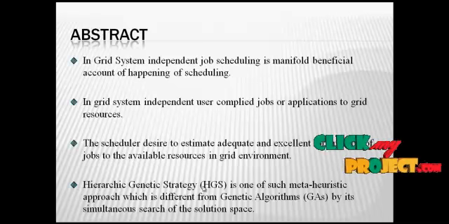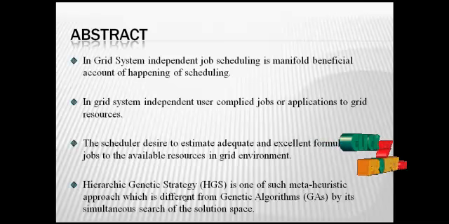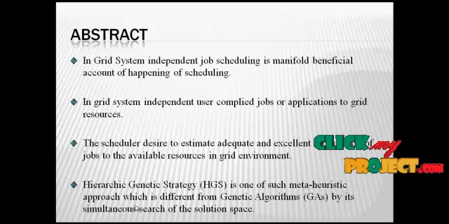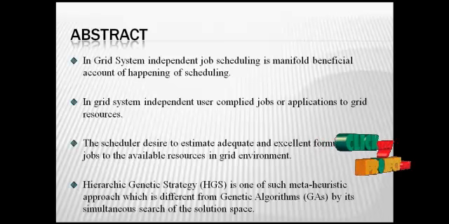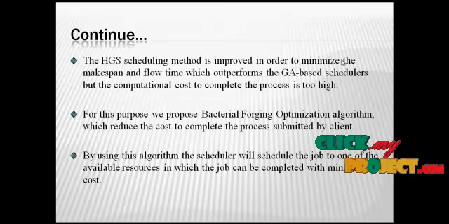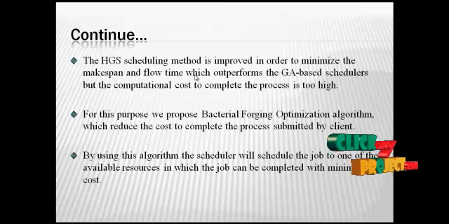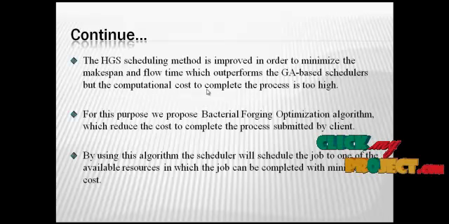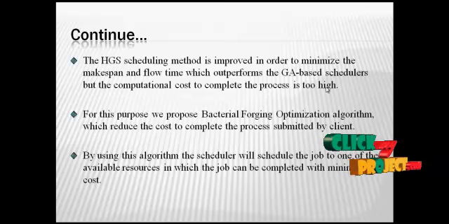Hierarchic genetic strategy is one such meta-heuristic approach, which is different from the genetic algorithm by its simultaneous search of the solution space. The HGS scheduling method is improved in order to minimize the makespan and flow time, which outperforms the GA-based schedulers. But the computational cost to complete the process is too high.